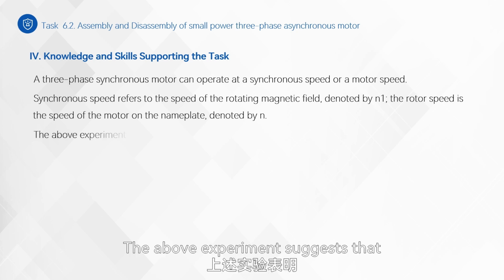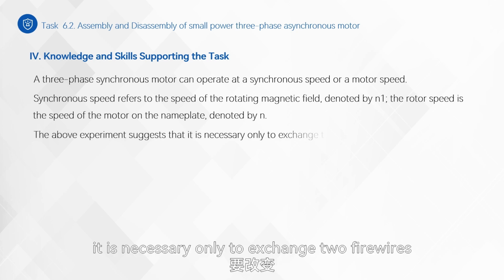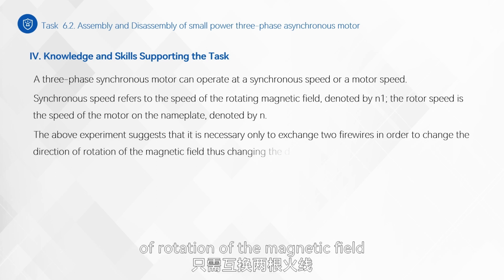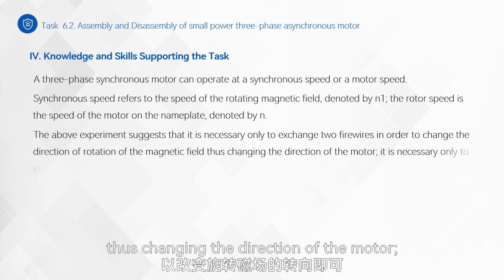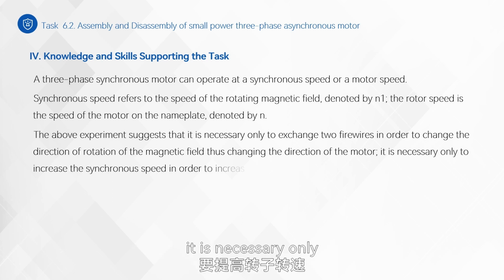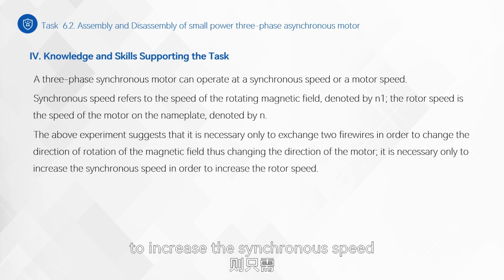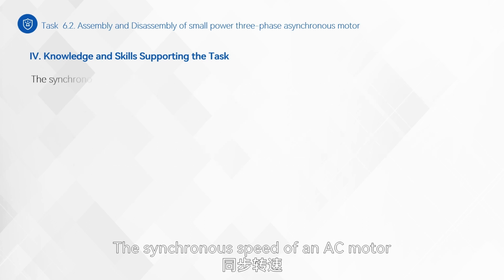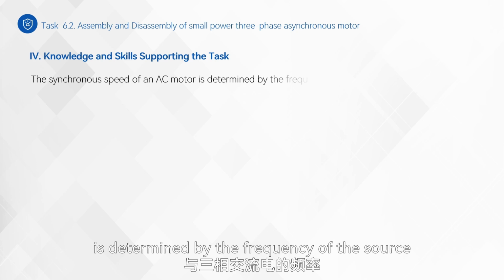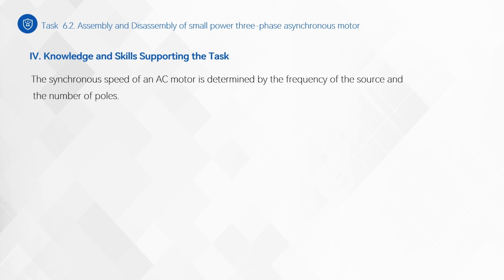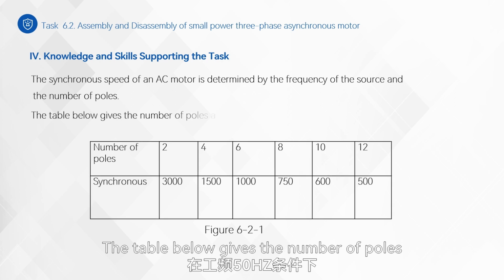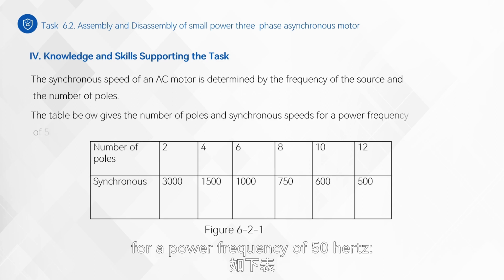The above experiment suggests that it is necessary only to exchange two live wires in order to change the direction of rotation of the magnetic field, thus changing the direction of the motor. It is necessary only to increase the synchronous speed in order to increase the rotor speed. The synchronous speed of an AC motor is determined by the frequency of the source and the number of poles. The table below gives the number of poles and synchronous speeds for a power frequency of 50 Hz.